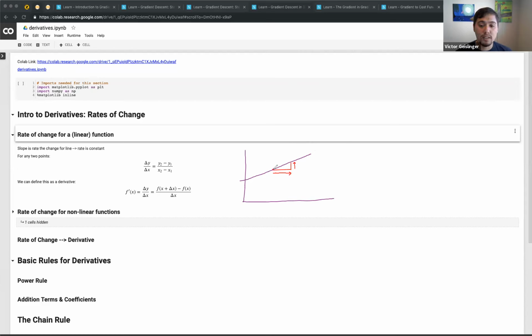We can think of this point right here as x1, y1, with the little subscript indexes. Then we can talk about this other point on the line as x2, y2. Those are the coordinate points. So between these two points, we moved to the right, we ran by x2 minus x1, and then we rose by y2 minus y1.